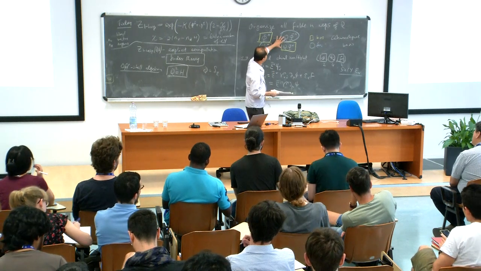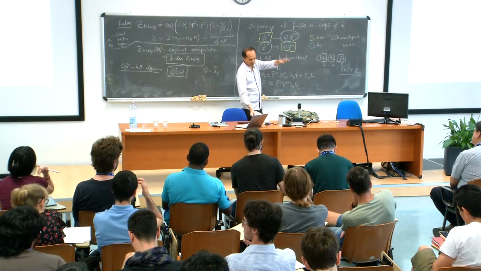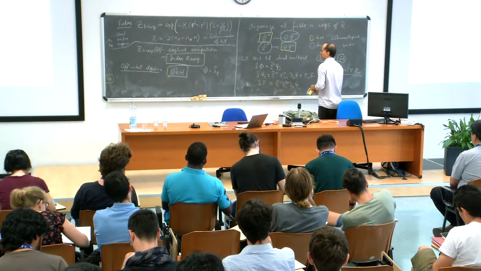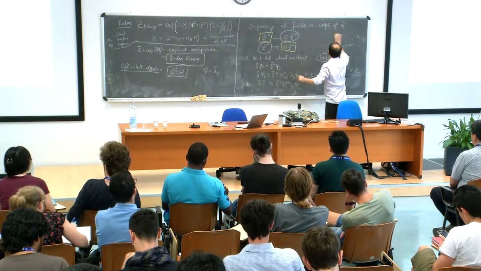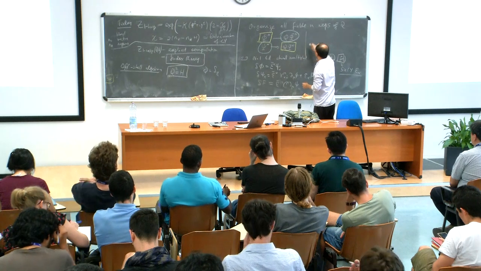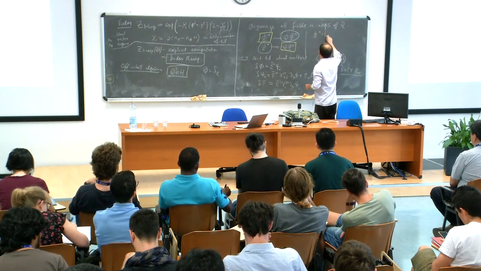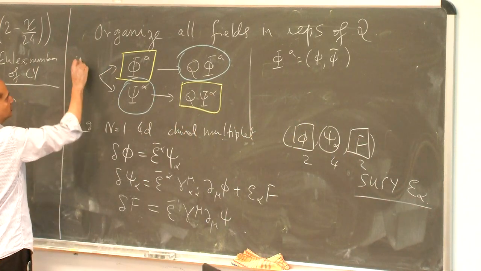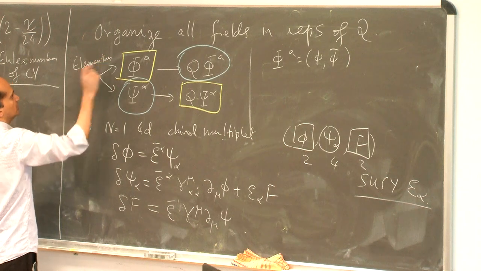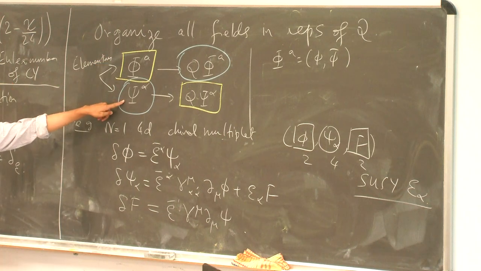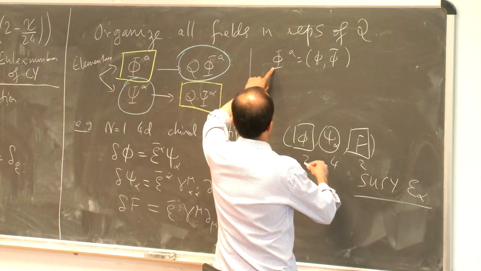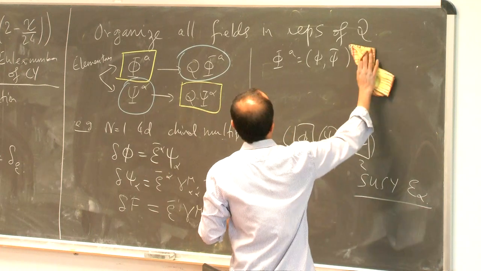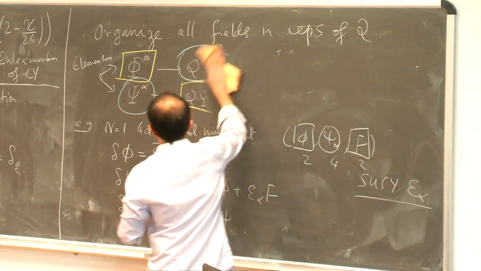Now, the idea of this is that you choose this epsilon to make projections. So let me organize it for this example. So here, phi A is phi and phi bar. By the way, sometimes people call them elementary bosons and fermions, elementary fields. Phi is this. I think what I'm doing is clear here.